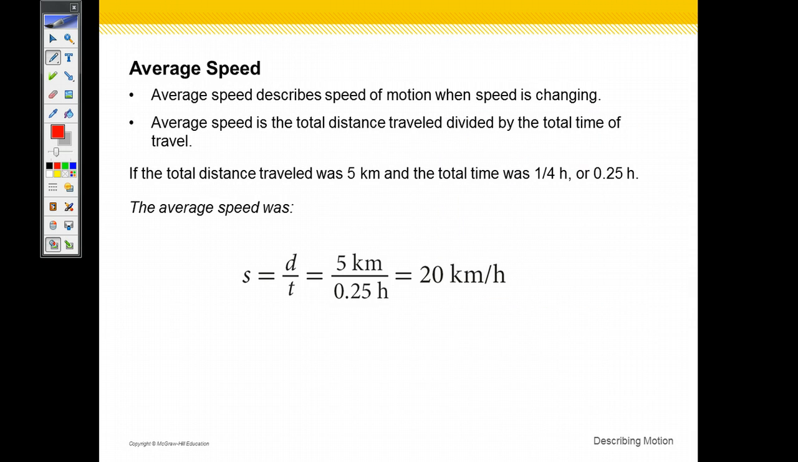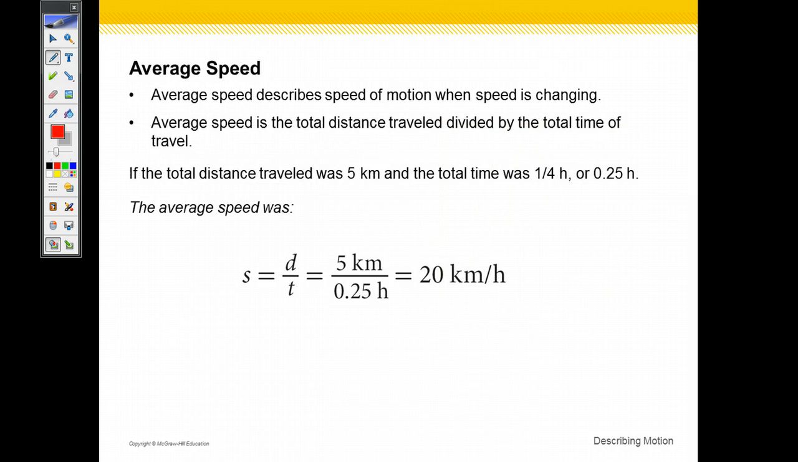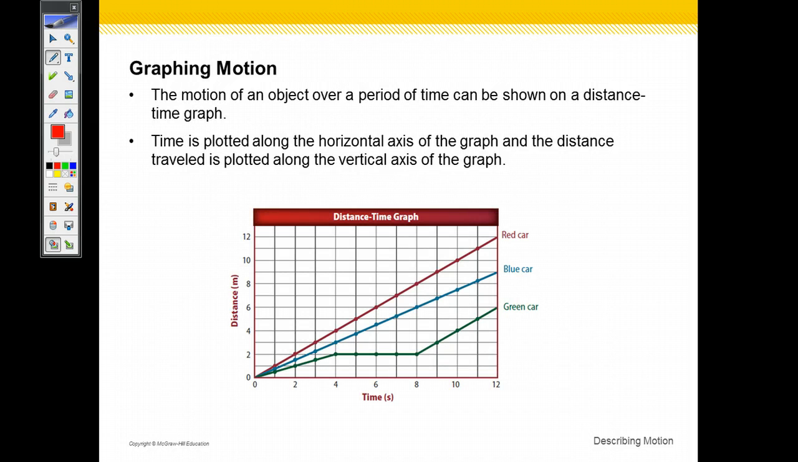Average speed describes the speed of motion when speed is changing. So if speed is changing, it might be going up and down like it was on this graph, but what's the average? The average is the total distance divided by the total time. This person is going all sorts of speeds, but if you take how far they went and divide by how long it took them, you'll get an average speed.